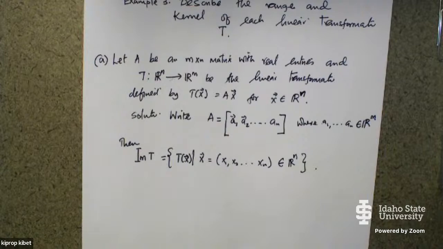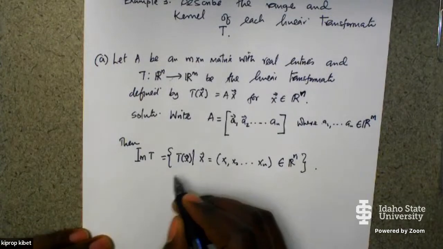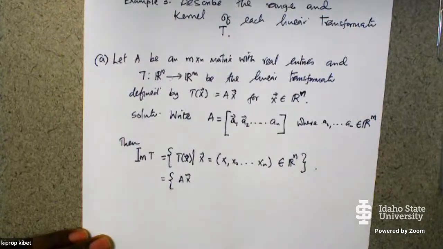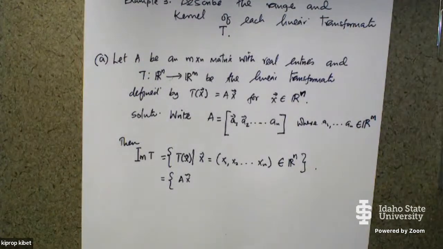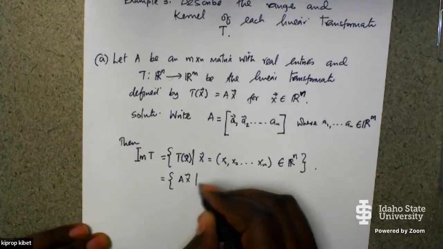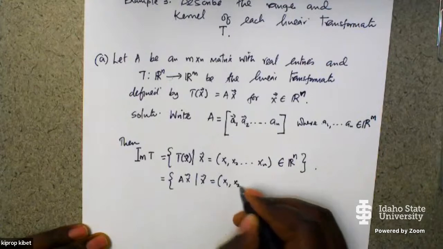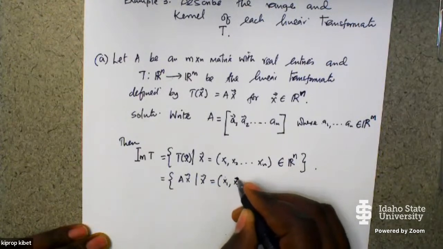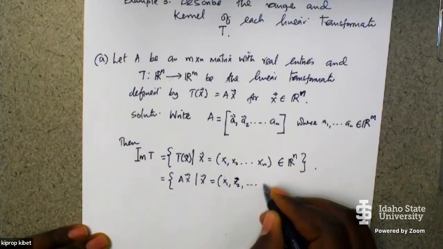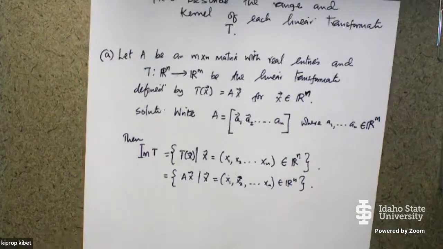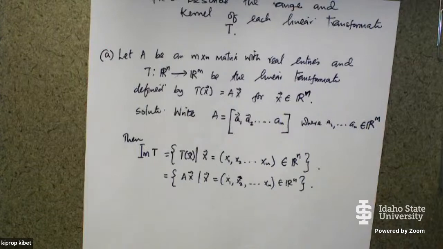If we recall, this T of X is the same as A of X, whereby X equals X1, X2, these are the weights, up to Xn, and these are in Rn. That is how we were writing that. So T of X is that.